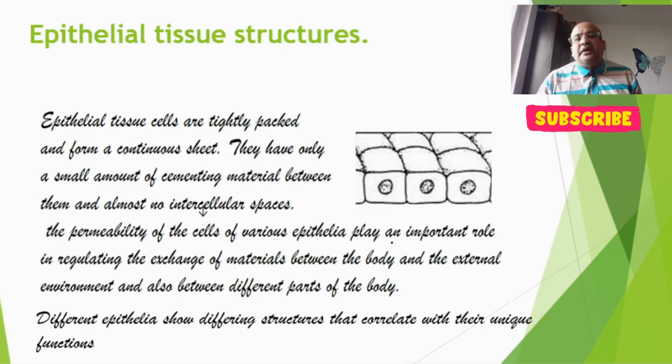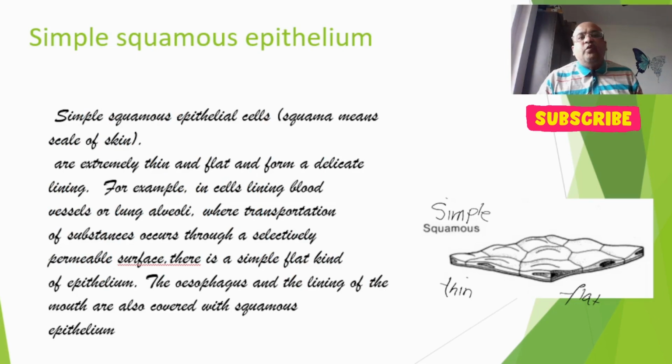The transport and exchange of material plays an important role in regulating the exchange of material between the body and the external environment, and also between the different parts of the body. So the permeability of these cells is a very crucial part. Different epithelia show different structures that correlate with their unique function. Depending upon their function, these epithelial tissues are also classified. Let's see them one by one.